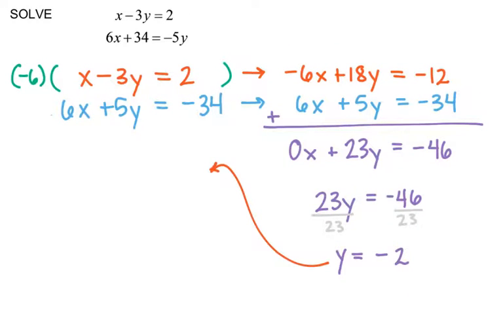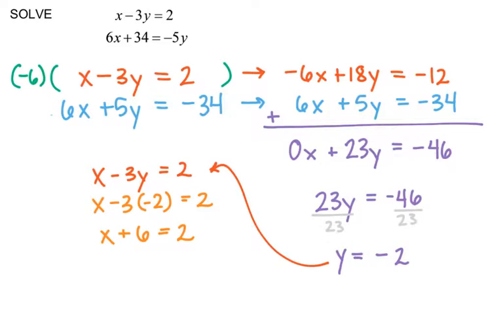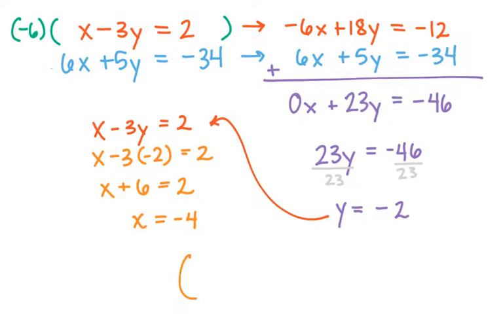So I'm going to come over here. I'm going to take x minus 3y equals 2. And since y equals negative 2, I'm going to plug that in. x minus 3 times negative 2 equals 2. x plus 6 equals 2. x equals negative 4. So the solution to this system of equations in two variables is negative 4, negative 2.